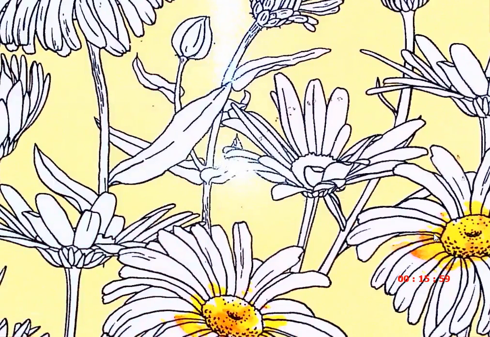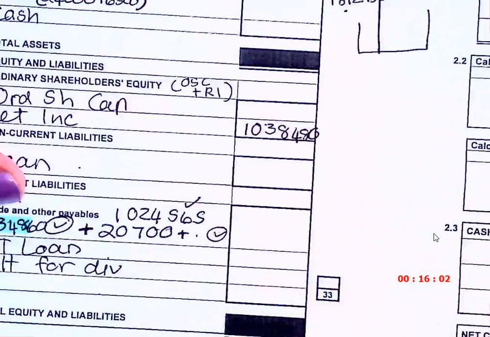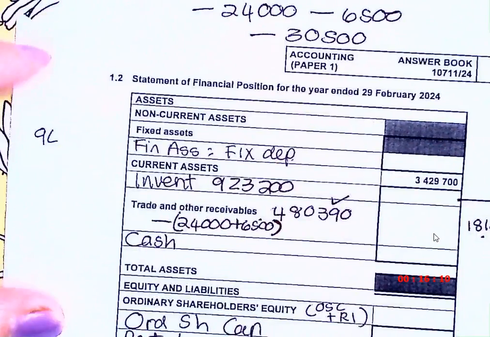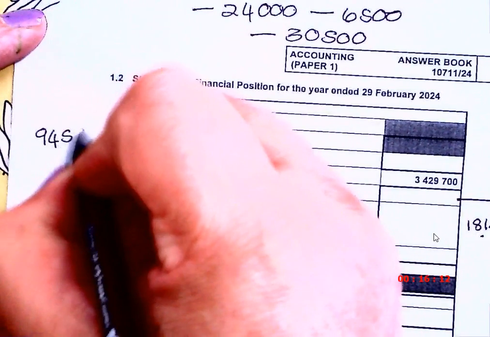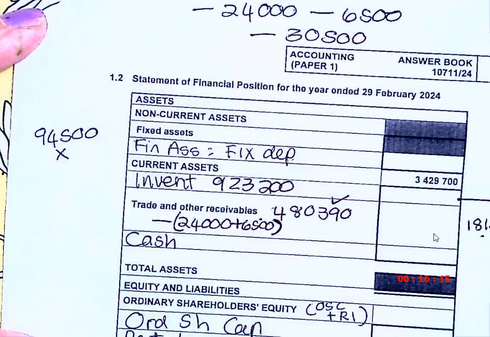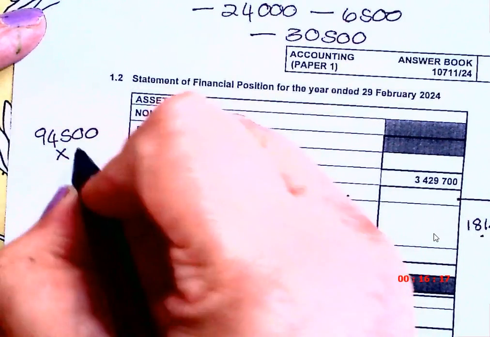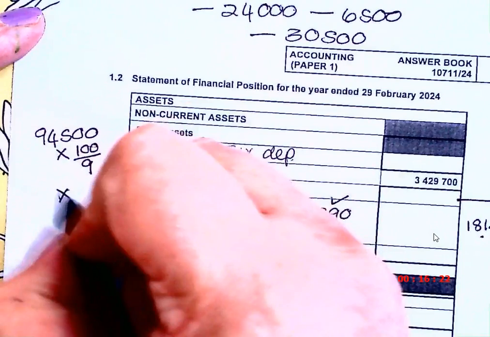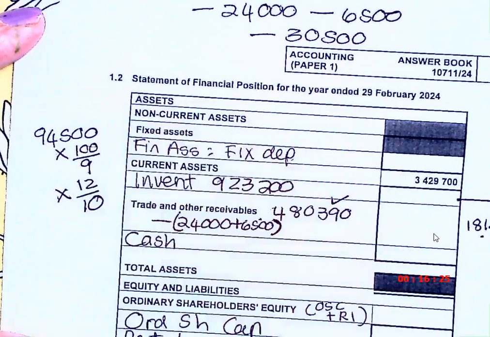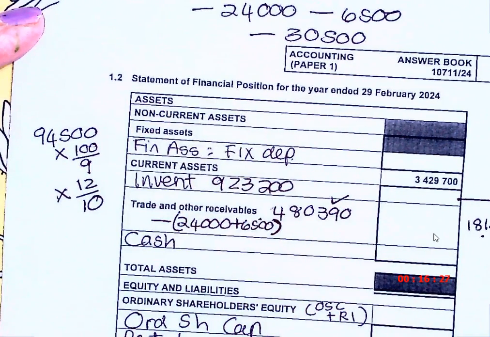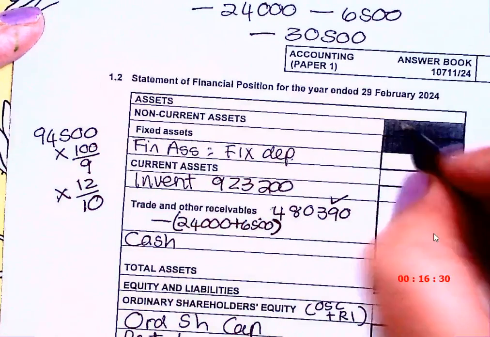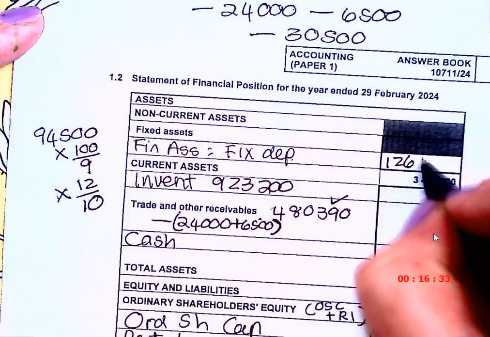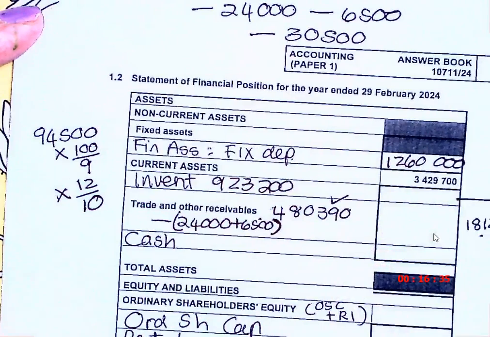How do I reverse? 94,500. I'm going to flip everything. So it's going to be 9%, but I write it the other way. It's going to be 10 months, but I write it the other way. And then I get my investment is how much? 126. You see?